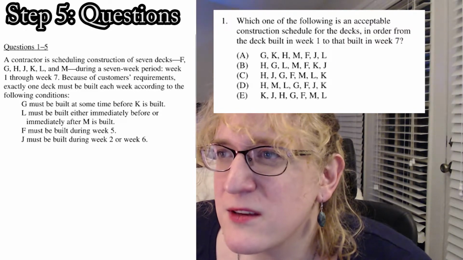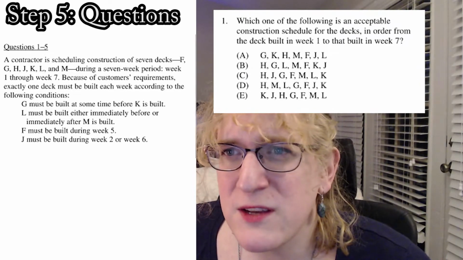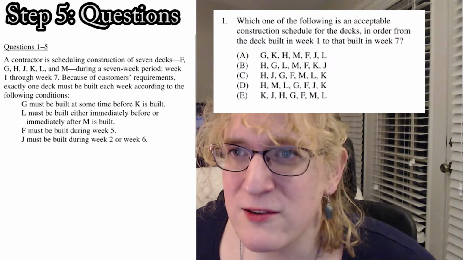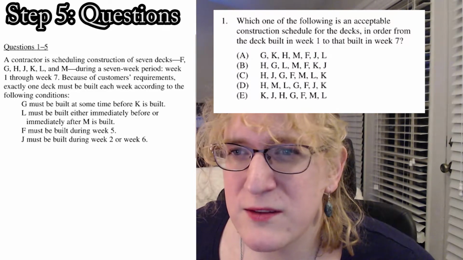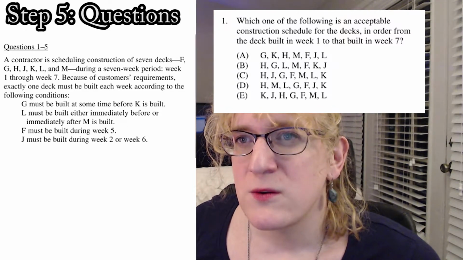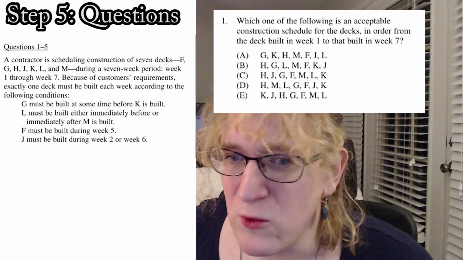L must be directly next to M. So just look through for LM, see if any of them have them separated. A does. A's out. Just check the rest of them real quick. LM, ML, ML. Okay, we're good. So we're already down to the 3, B, C, and D. We don't have to check A or E anymore.